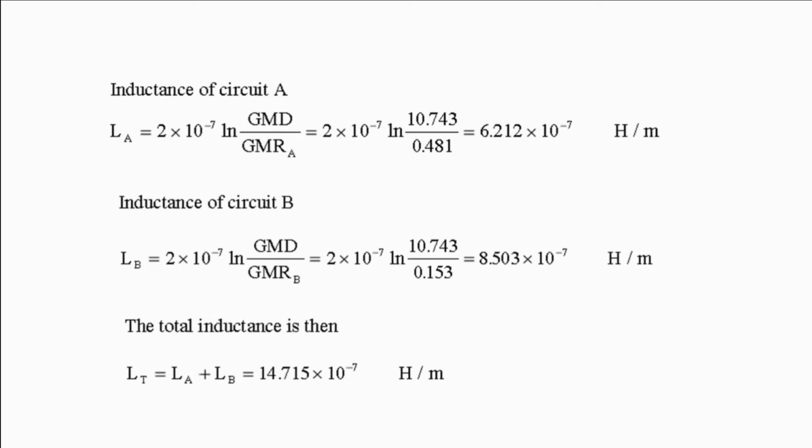Simple, same formula. The only thing, the distance GMD is equal, it's the distance between all of them. The difference is the geometrical mean radius. So remember that we had in the simple example R1 dash R2 dash. Here instead, I told you, instead of R1 dash R2 dash, you have the equivalent to that. So you'll get the inductance of each group, then sum together, you'll get that one.